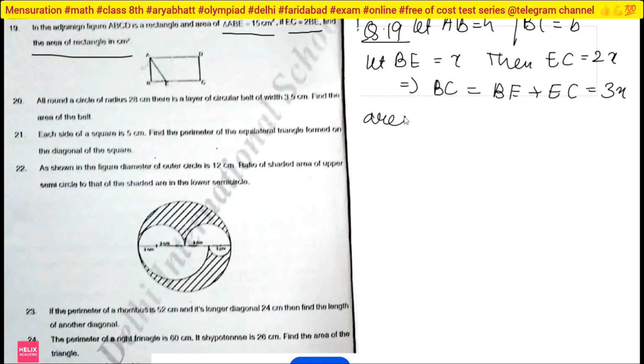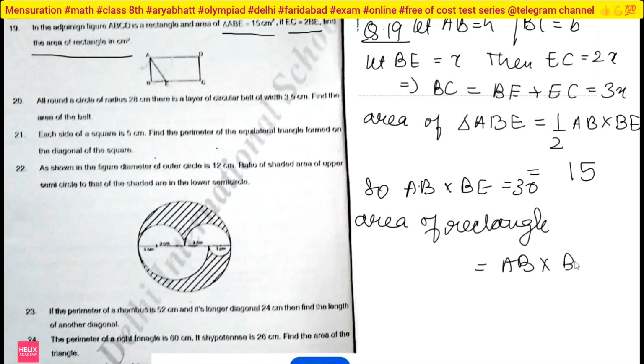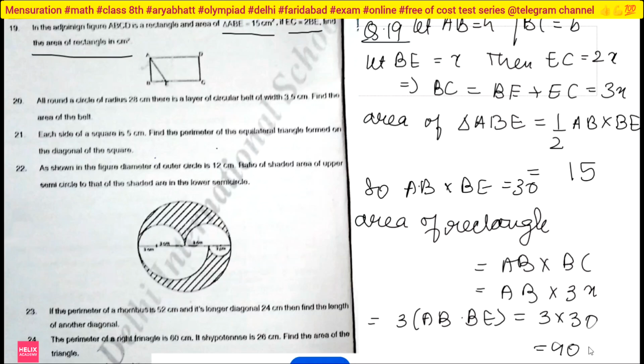And area of triangle ABE is nothing but half AB into BE. So it becomes how much? 15. So I will say that AB dot BE is equal to 30, and area of rectangle therefore is AB cross BC is equal to AB cross 3x, or I can say thrice of AB dot BE is equal to 3 into 30 is equal to 90 centimeter square.